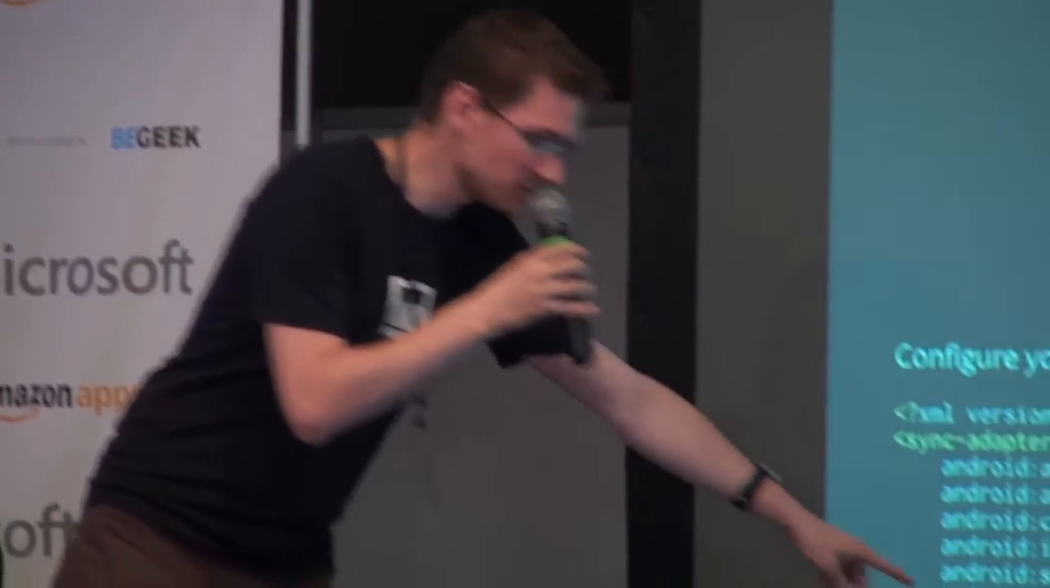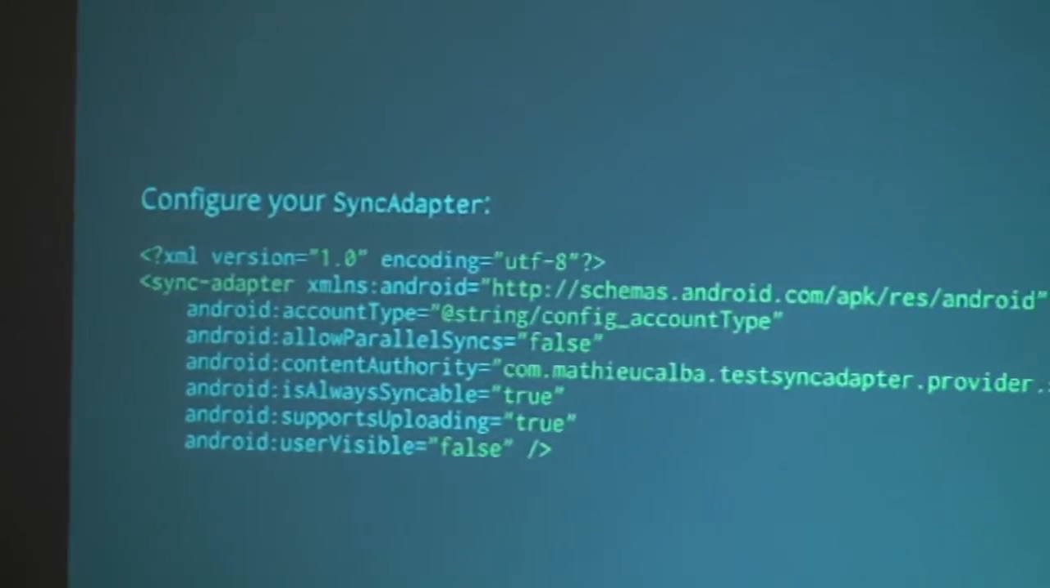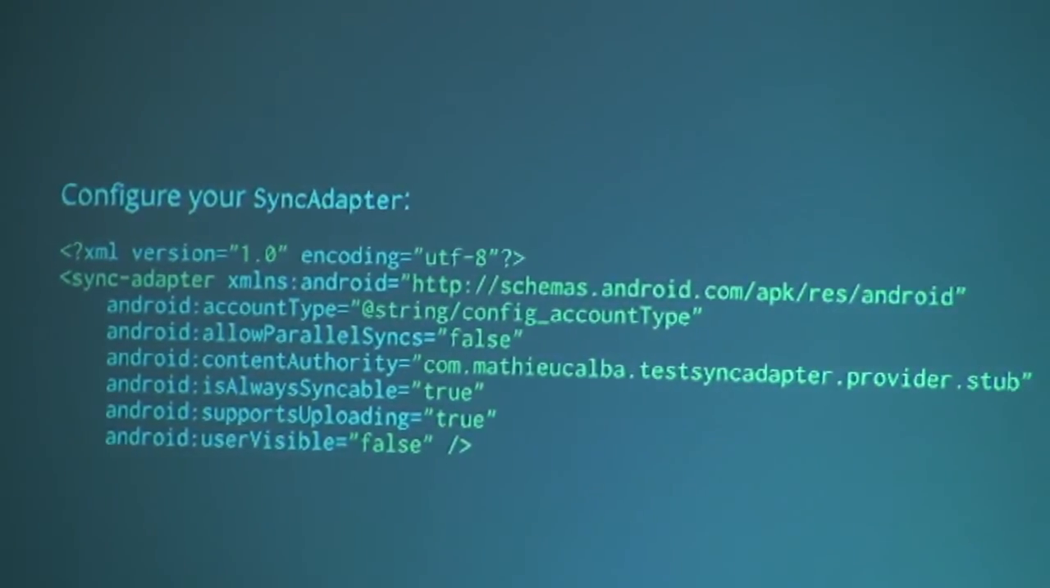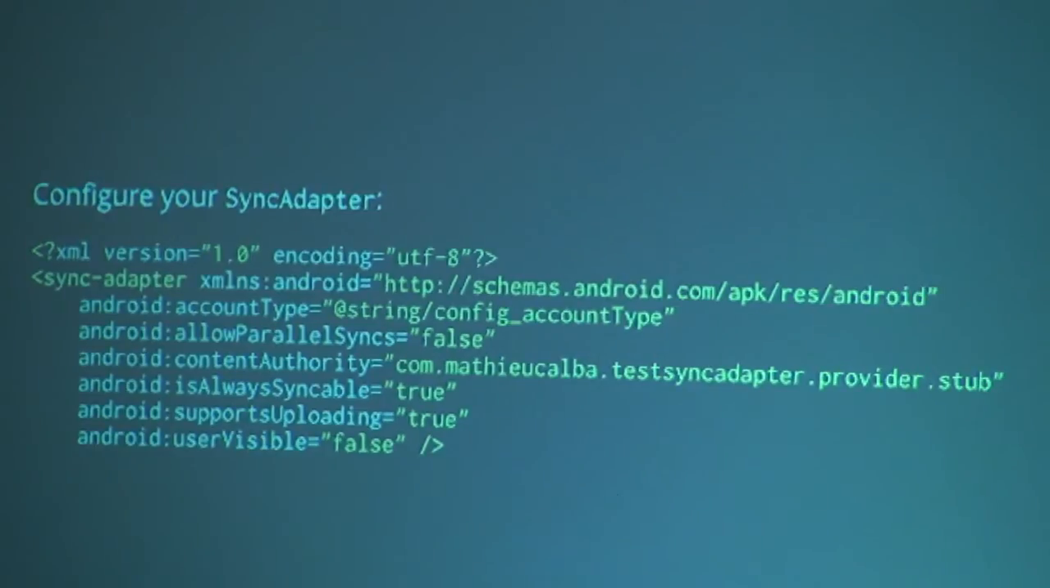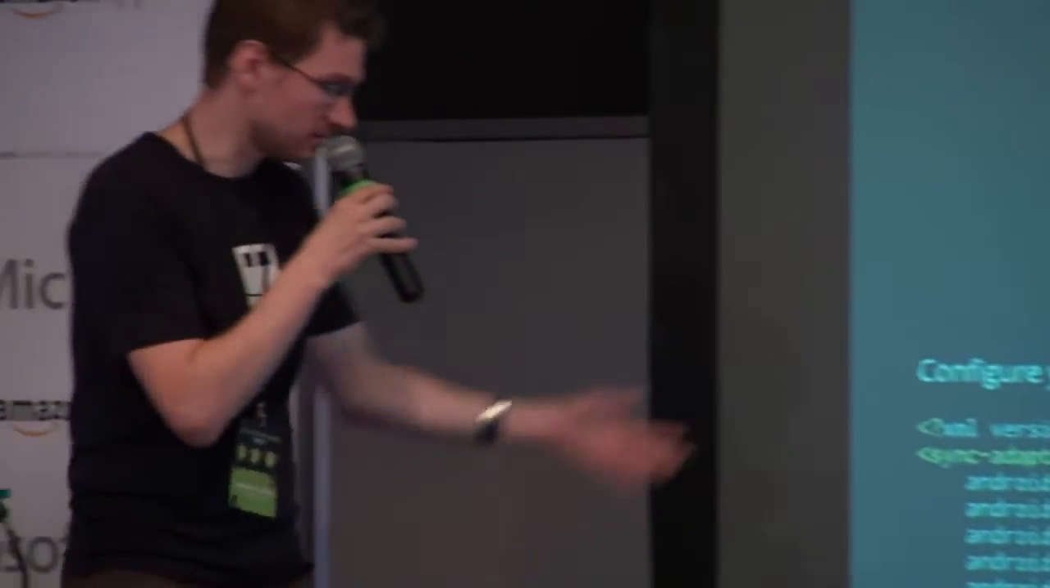And finally, you have user visible, and this parameter allows you to not display your SyncAdapter and the account associated with it in the settings app. And as we have a stub account and a stub content provider, it's better to not display it to the user, because it's just a technical thing, not a real thing for the user.